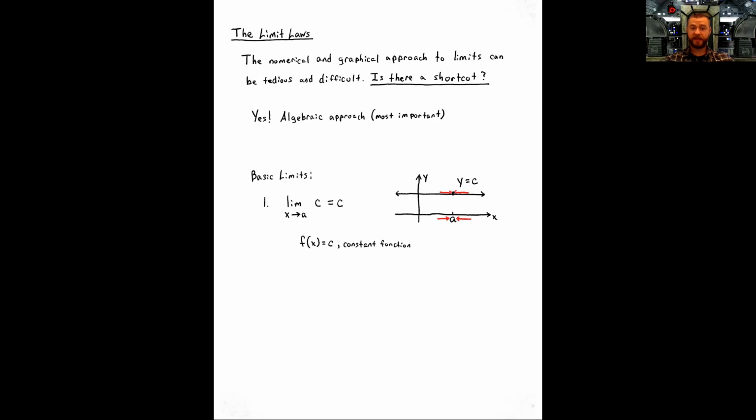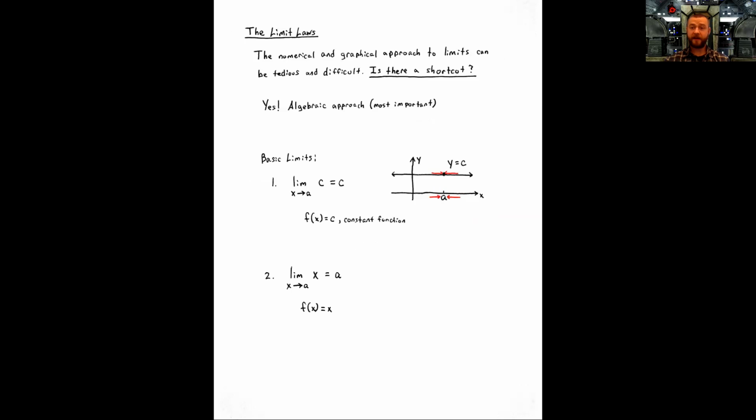Let's get to a second basic limit. Here, the function f of x for this limit equals x. Now this one is a little peculiar. We have the limit as x approaches a, so our x values are getting close to some number a. Just think, as x approaches a, what does your function f of x approach? Well, as x approaches a, your function x also approaches a. So here, our limit as x approaches a for the function f of x equals x, that limit is a.